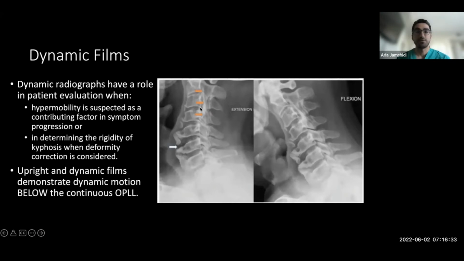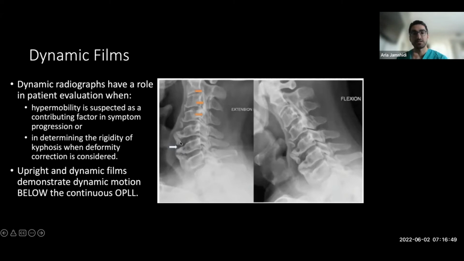Here's a great example of a patient who has OPLL from C2 to C4, and almost to C5 actually, and after that OPLL segment stops, you can see there's significant dynamic movement on flexion versus extension.